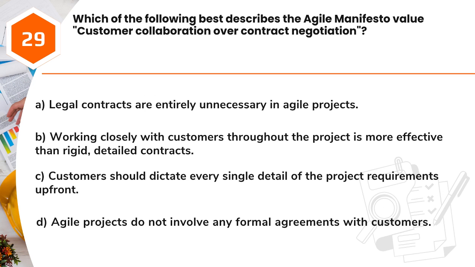Question 29. Which of the following best describes the Agile Manifesto value, customer collaboration over contract negotiation? A. Legal contracts are entirely unnecessary in Agile projects. B. Working closely with customers throughout the project is more effective than rigid, detailed contracts. C. Customers should dictate every single detail of the project requirements up front. D. Agile projects do not involve any formal agreements with customers.